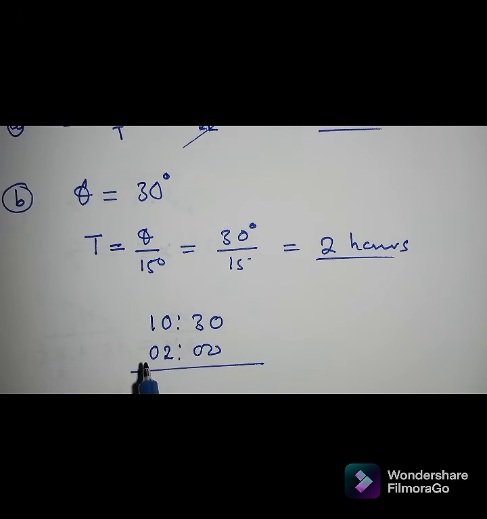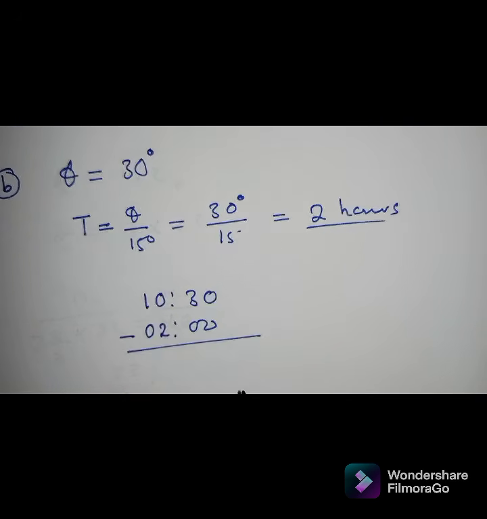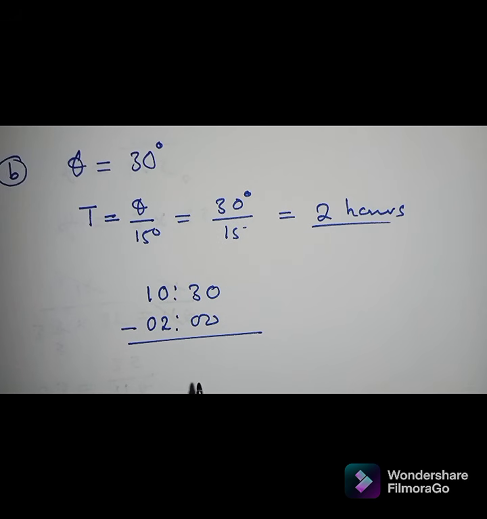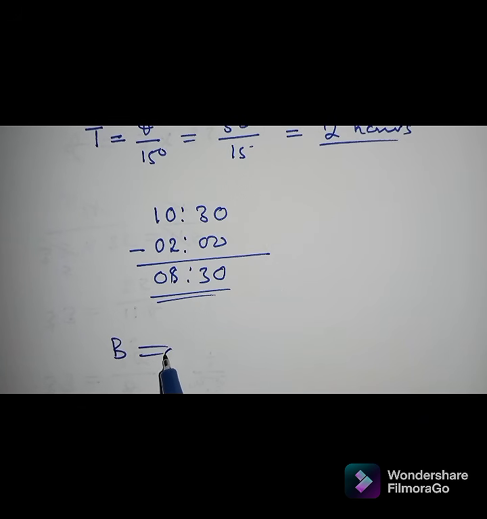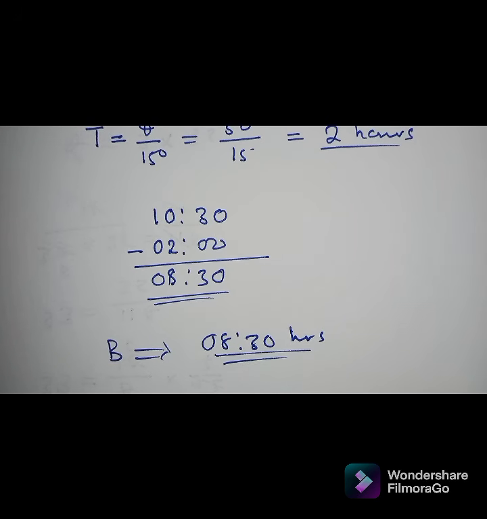Now, are we supposed to subtract or add? It's subtract, because we are coming from right to left. A is to the right side of B, and B is to the left side of A. So from right to left you subtract. So the time at B will be equal to 08:30 hours. We go to the next question.